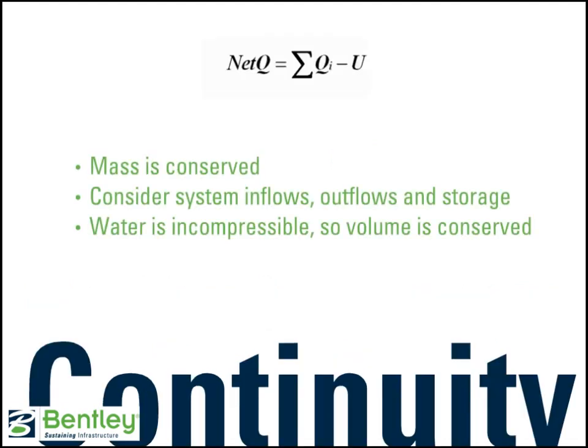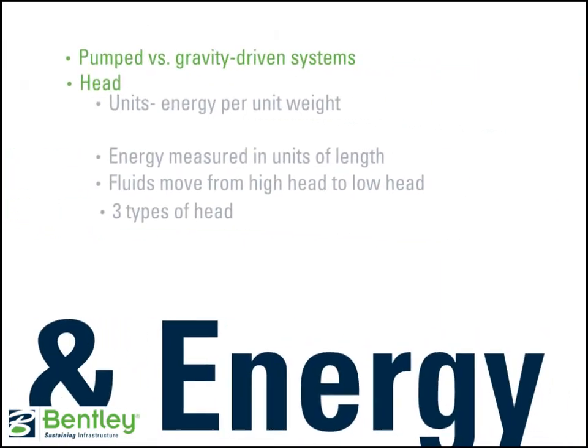The continuity principle is essentially the principle that mass is conserved. In the case of a water distribution system, the mass is water and we are concerned with it entering and leaving our distribution system. It's necessary to consider the system's inflows, outflows, and storage, which could be in pipes or tanks. And given that we make a fundamental assumption that water is an incompressible fluid, the continuity principle also says that volumes are conserved.